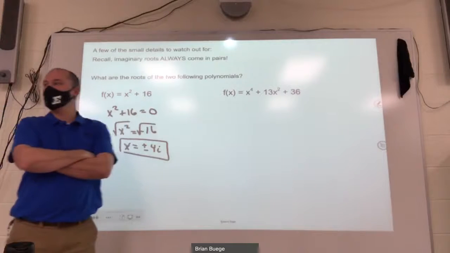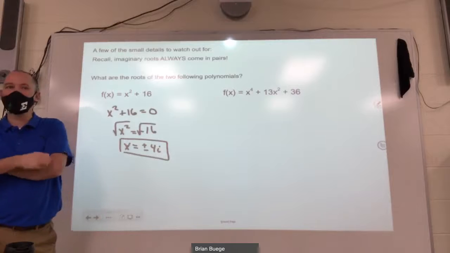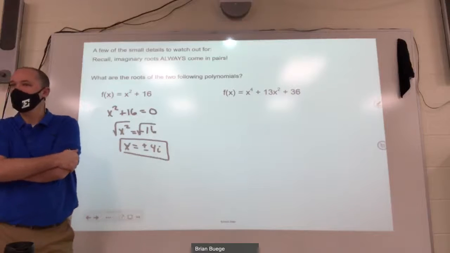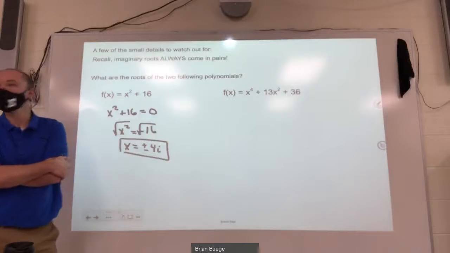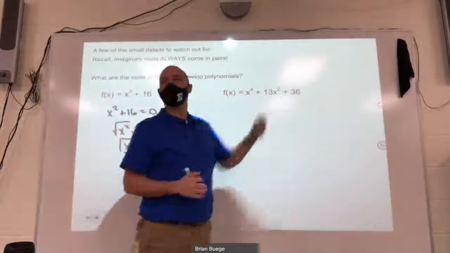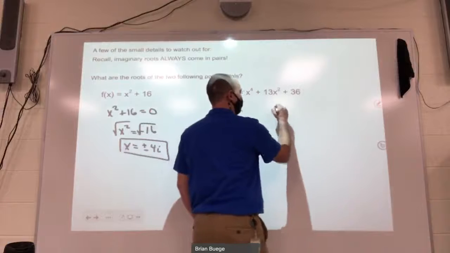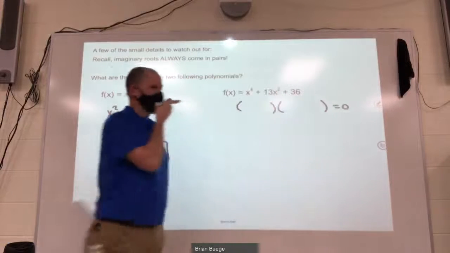Difference of squares, difference of cubes, quadratic factoring, box method, grouping, what do we do? What do you think? Connor, what do you think? Quadratic. Yeah, this is quadratic factoring. x to the fourth, x squared. Okay, so we just go through and put our quadratic factors down. And we'll set that equal to 0.